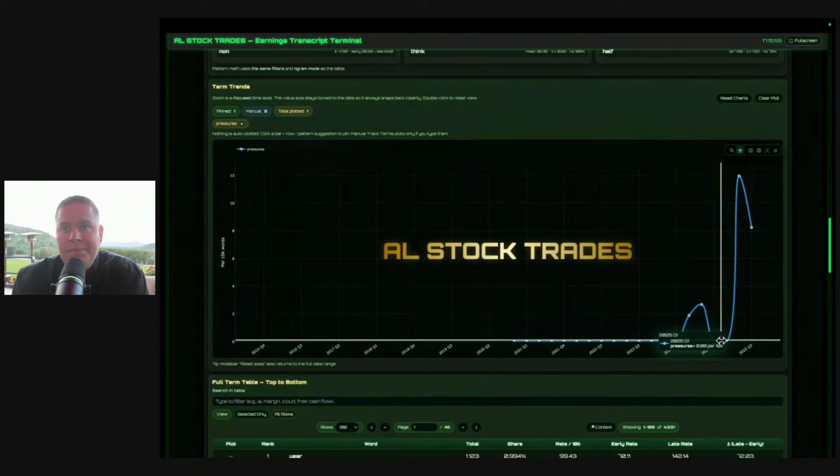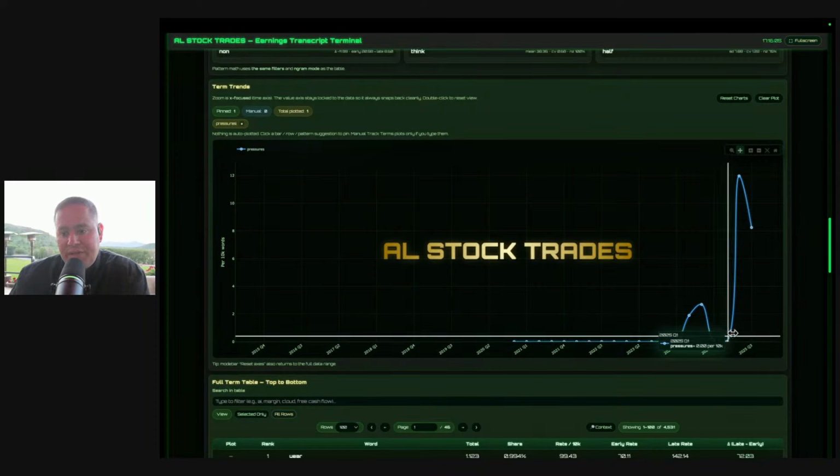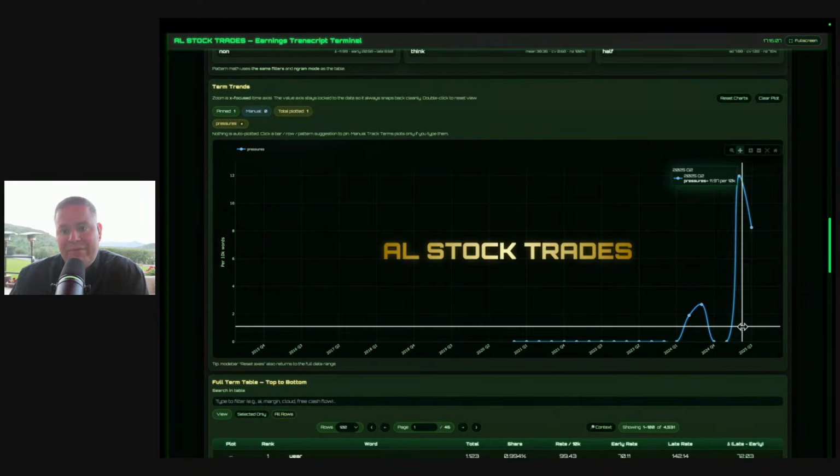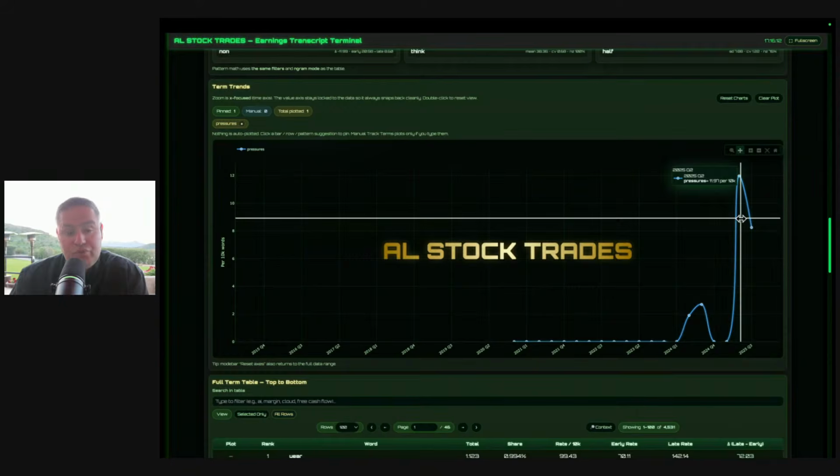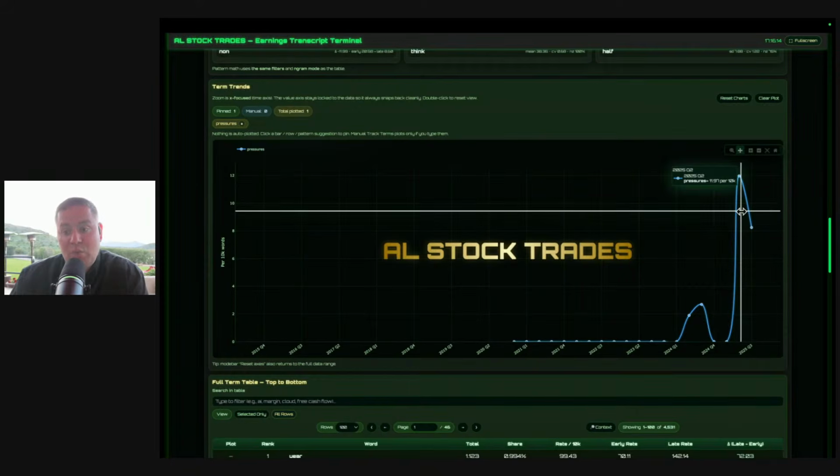They literally went from, assuming that the Inflation Reduction Act won't really hurt them on the Part D, to obviously using the word pressure 11.97 times per 10,000 words. And this is huge, right? Huge increase in the word pressure.